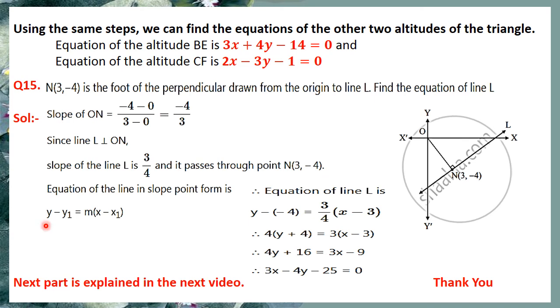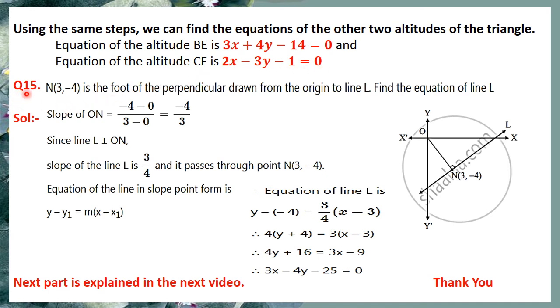Now, the equations of the remaining altitudes BE and CF can be found using the same steps. You can find them yourself. The equation of the altitude BE is 3x plus 4y minus 14 is equal to 0, and the equation of the altitude CF is 2x minus 3y minus 1 is equal to 0.